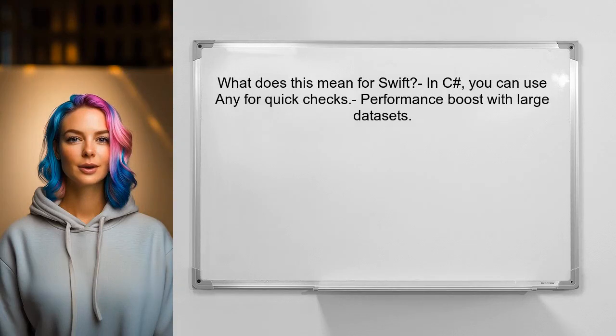So what does this mean for Swift? In languages like C#, you can use any to quickly check if any items meet a condition without checking the entire collection. This can be a huge performance boost, especially with large data sets. Let's see how Swift approaches this.